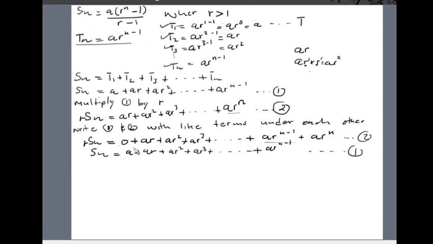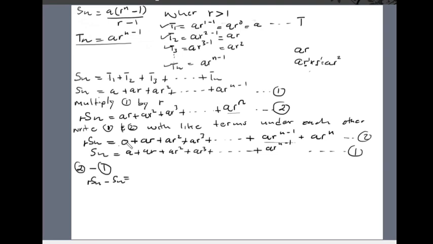So the reason we wrote the like terms under each other is that it makes things easy when we subtract, because our next step is we need to subtract equation 1 from equation 2, right? So the next step is you subtract equation 1 from equation 2. So we say equation 2 minus equation 1, right? So when you do equation 2 minus equation 1 you eliminate the like terms, right? So here I will have rSn minus Sn. So I will have rSn minus Sn, okay?